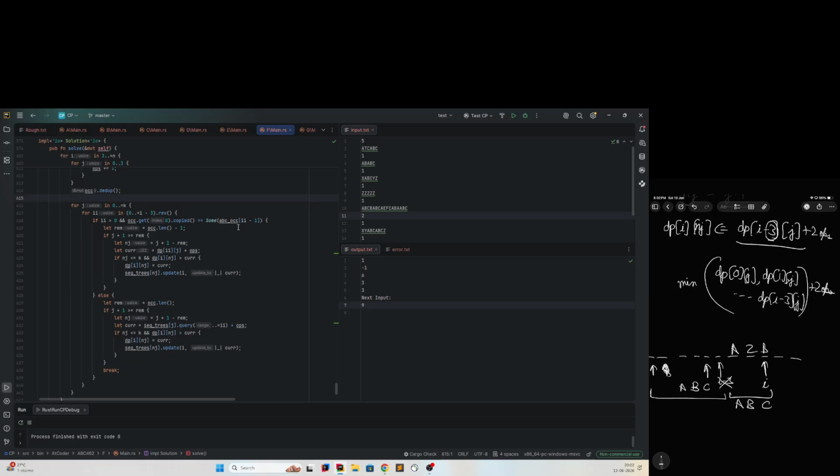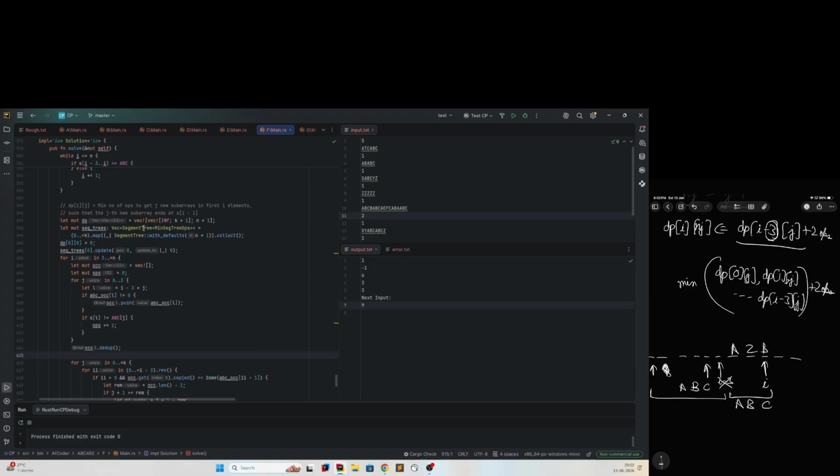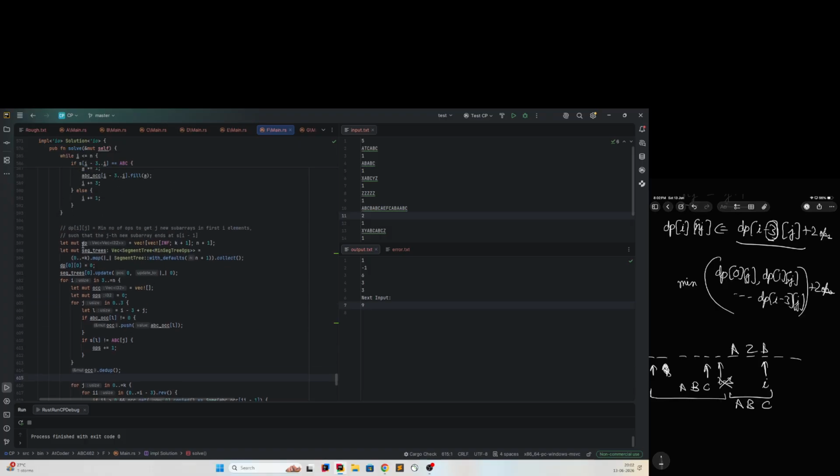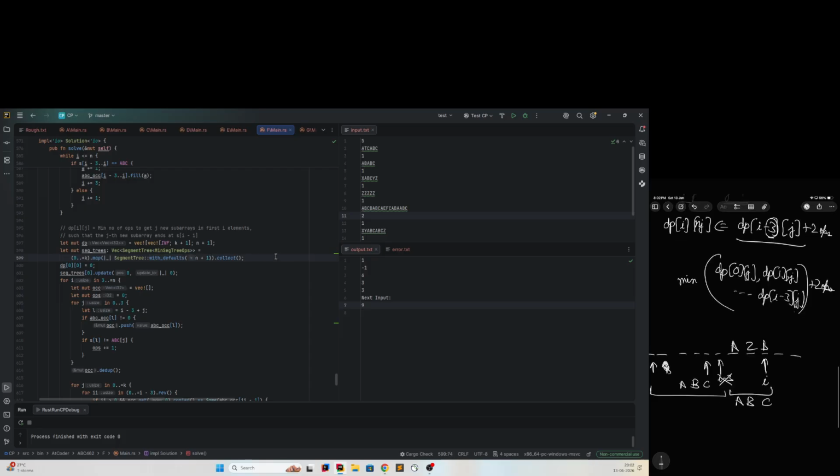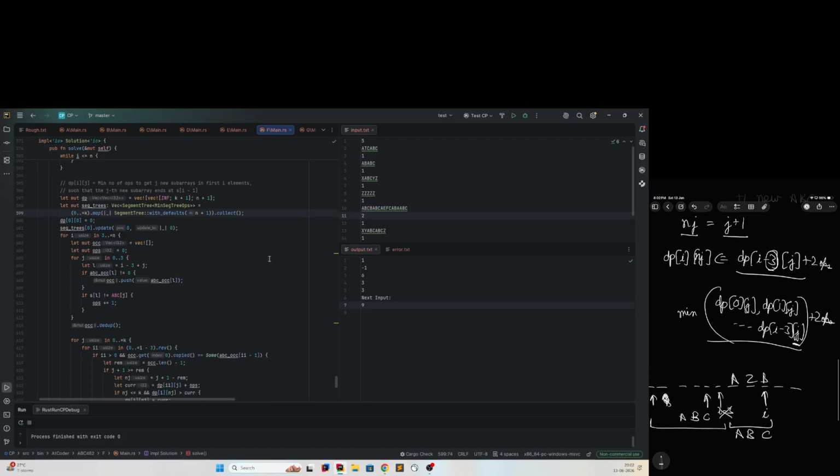So for this, I have maintained a segment tree. My dp dimension is n plus 1 times k plus 1. That is how vectors are defined in Rust. In my segment tree, I have done k plus 1 times n plus 1. So there are k plus 1 segment trees. For each j, I maintain this segment tree and find the minimum value. So that is the logic why I have written it this way.